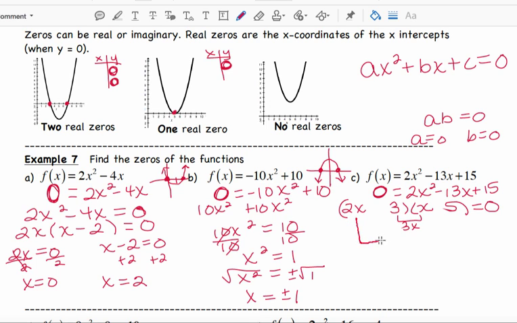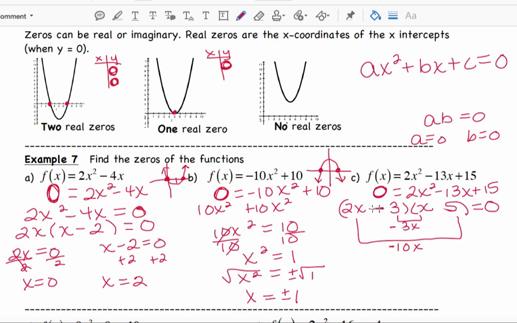Then you're going to multiply the outer terms. Okay, so these are my outer terms, my O terms in FOIL, and that would give me 10x. And can you make a combination of the 10x and the 3x to give you -13? And the answer is yes. If this was negative and this was negative, I would get -13x.